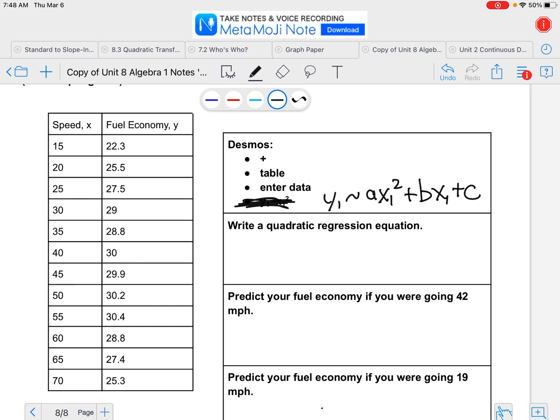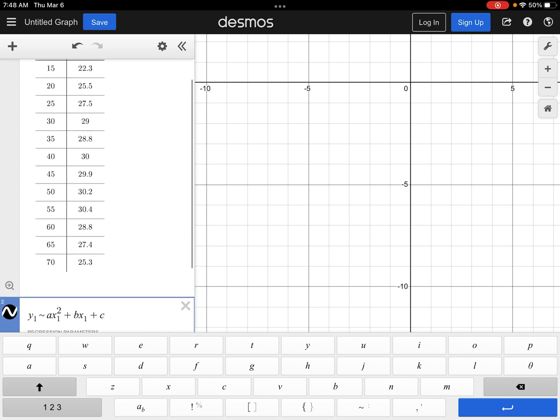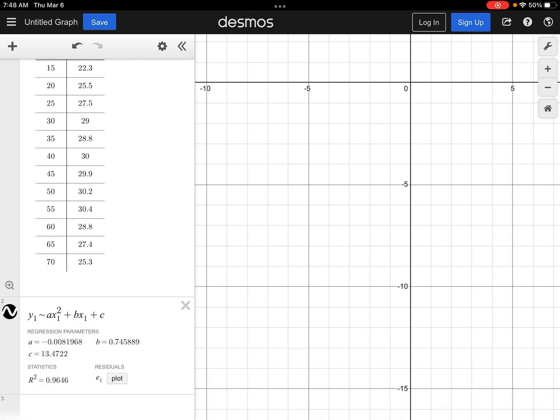Then we put in the linear y = mx + b. We put in exponential. For quadratic, it's a little bit longer and clunkier. You do y1 ~ ax1² + bx1 + c to show that it's quadratic. So let's go back to Desmos, and I have put that in there, on the second line under the table. Once you put that in, you will scroll and see that it gave you a, b, and c.